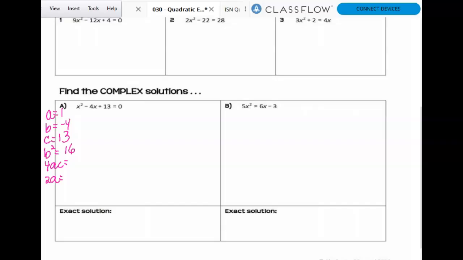Carlos, what's 4AC? So it's 14 times 4. Does somebody multiply for me? 52. Okay, so it's negative 52. Is that right? Or 52? 4AC. Yeah, 52. Damien, what's the 2A? 2. So when I set this up, I'm going to get negative b, which gives me a positive 4, plus or minus the square root of 16 minus 52 all over 2.